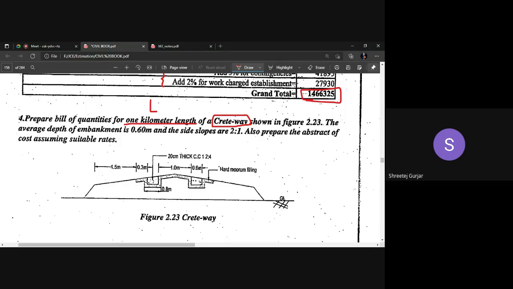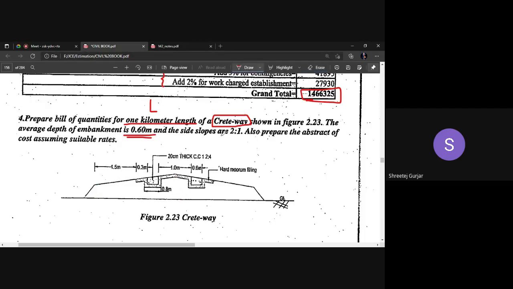The average depth of embankment, very important. The average depth they have given, no need of calculating exactly what the depth is over here. No need of taking it as a parallelogram or a trapezoid, but we are taking it directly as 0.6. The depth is given as average. No problem. So our calculation is reduced.